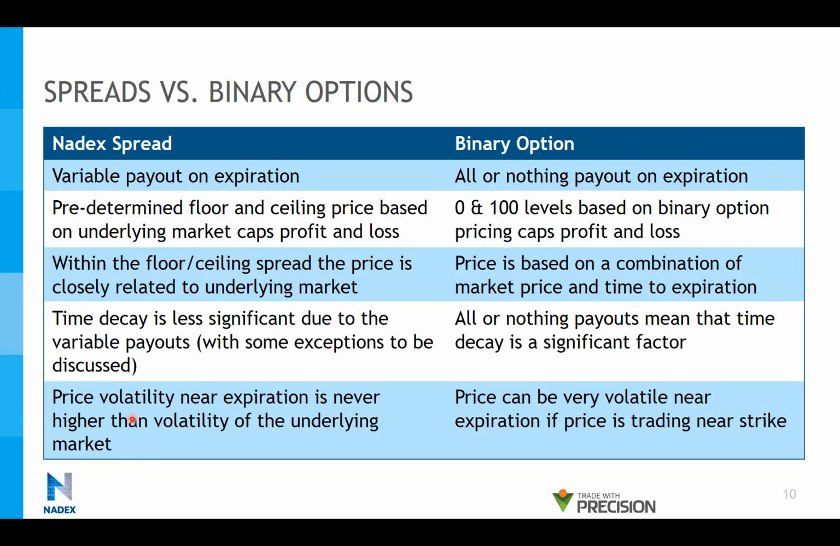Price volatility near expiration is never higher than volatility of the underlying market. And here price can be very volatile near expiration if price is trading near the strike price. That's essentially from plain vanilla options. This is gamma kicking in. This is gamma actually pushing delta and making delta go crazy once time to expiry becomes very, very short-lived. Once again, you don't have to understand that. You just have to accept it, that that's the way it is.